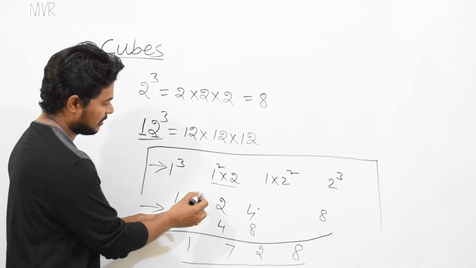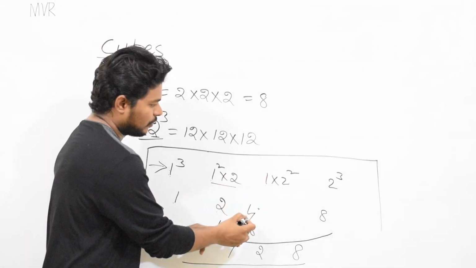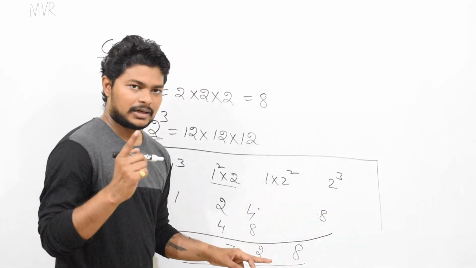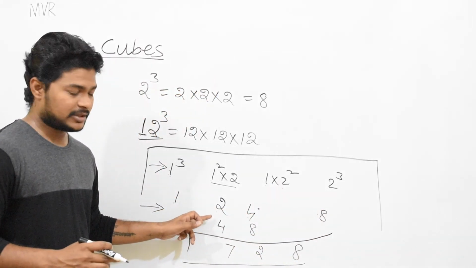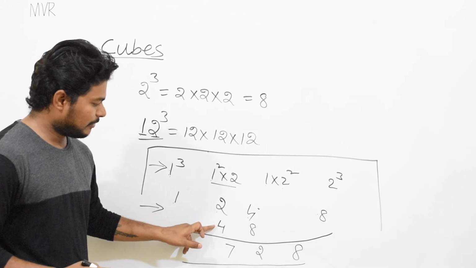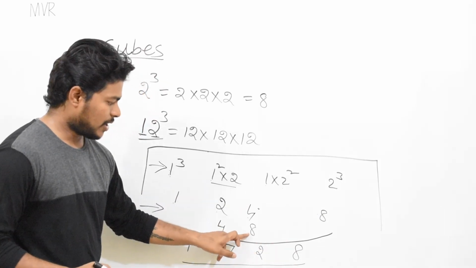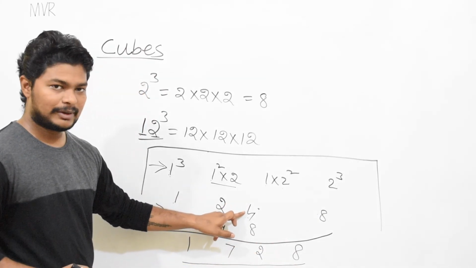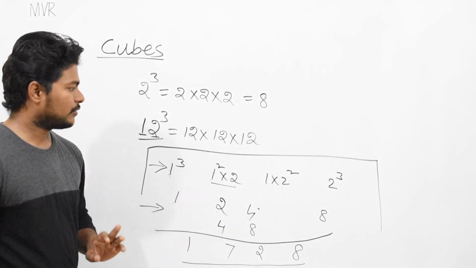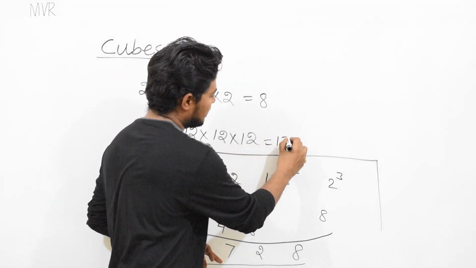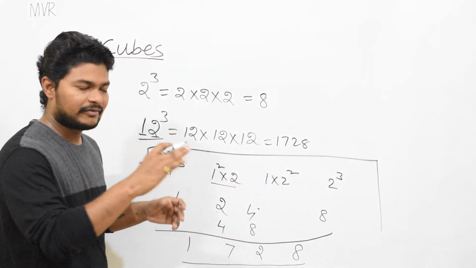So 1 cube will be 1. 1 square into 2 will be 2. 1 into 2 square will be 4. 2 cube will be 8. Now take these middle digits and double them, means multiply with 2. 2 into 2 will be 4, 4 into 2 will be 8. So 8, you have to add this. So 8 plus 4 will be 12. By using Vedic mathematics, the answer will be 1728. We will take another number and we will solve.